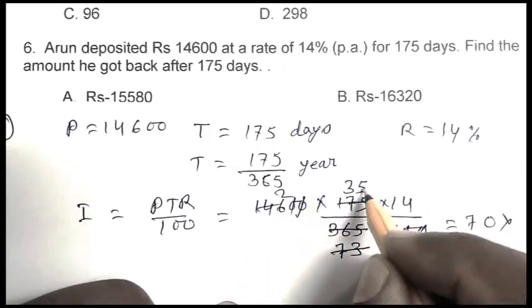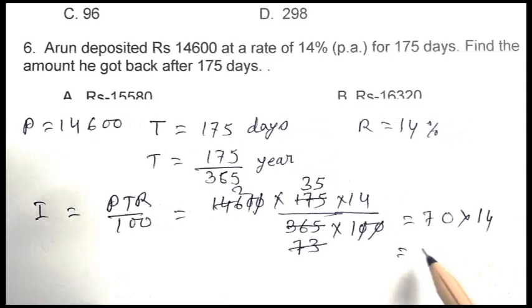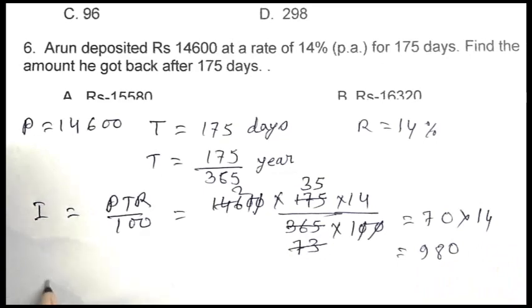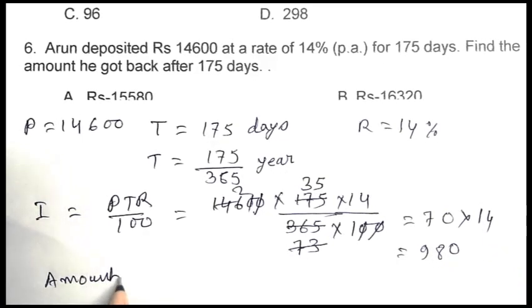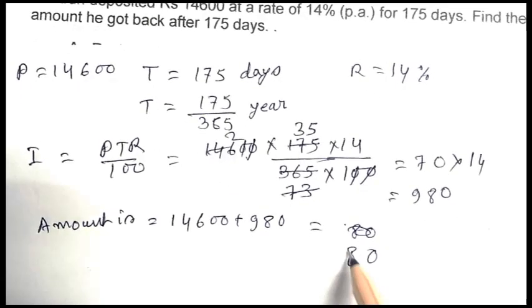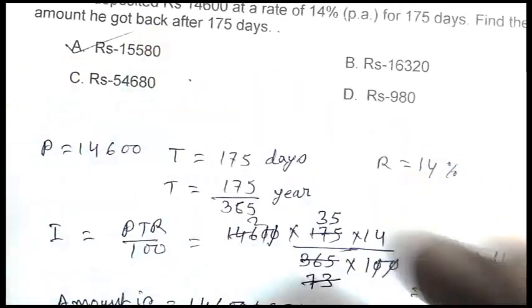So 70 into 14, that is 980 rupees. So the amount is 14,600 plus 980, that becomes 15,580. So A is the right answer.